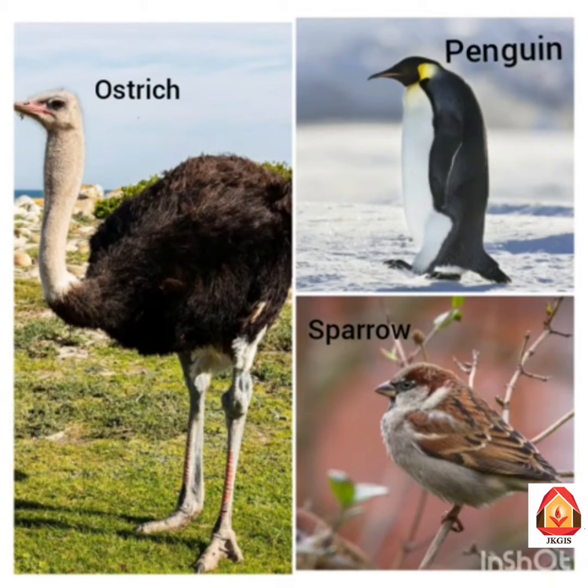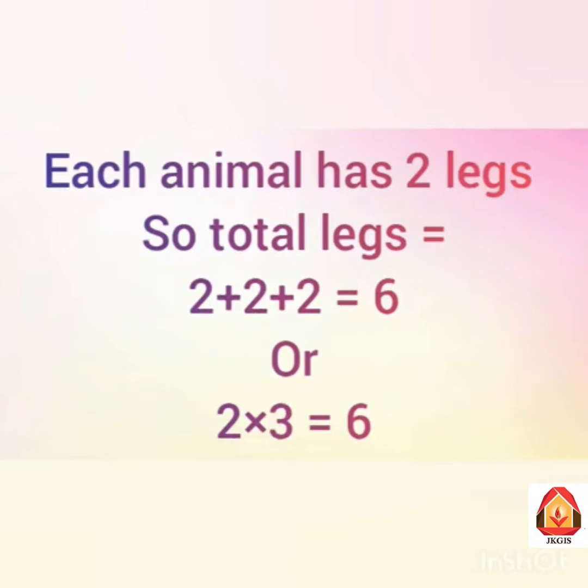Now observe this picture. There is again a different type of animal, and in this picture each one has 2 legs. Now calculate the number of legs. Each animal has 2 legs, so the total number of legs will be 2 times 3. That is 2 plus 2 plus 2 is equal to 6, or 2 into 3 will be 6.